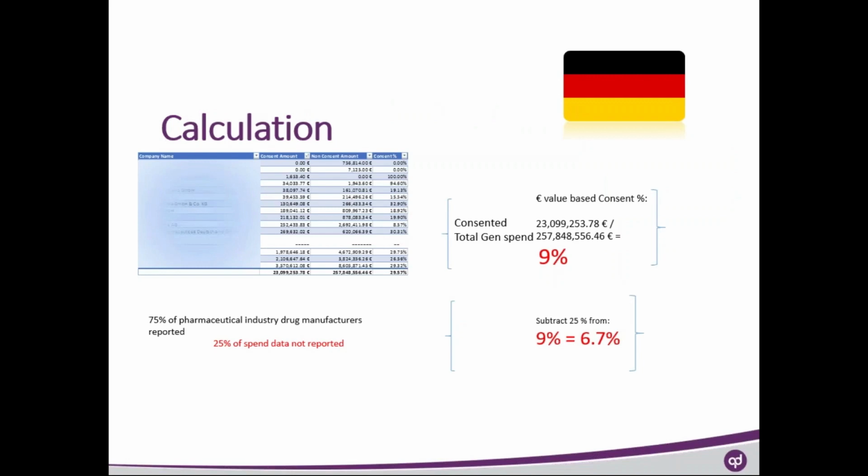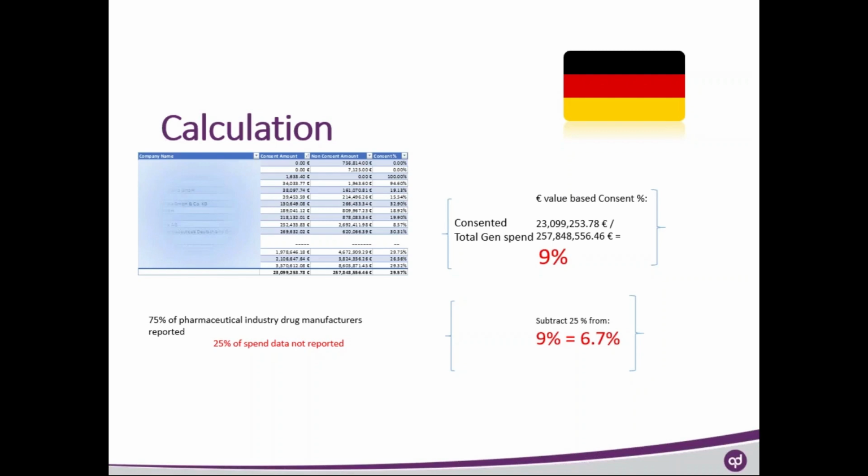The total euro value based on consent percentage of transfer of value is that the total amount of spend for physicians who consented as reported in 2015 was 23,099,253.78 euros. And the total general spend reported by the manufacturers in Germany was 257,848,556.46 euros. When you do the math, that yields around 9%.